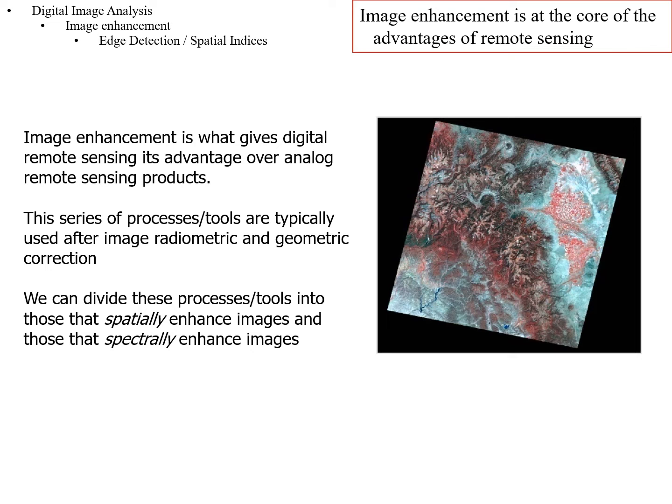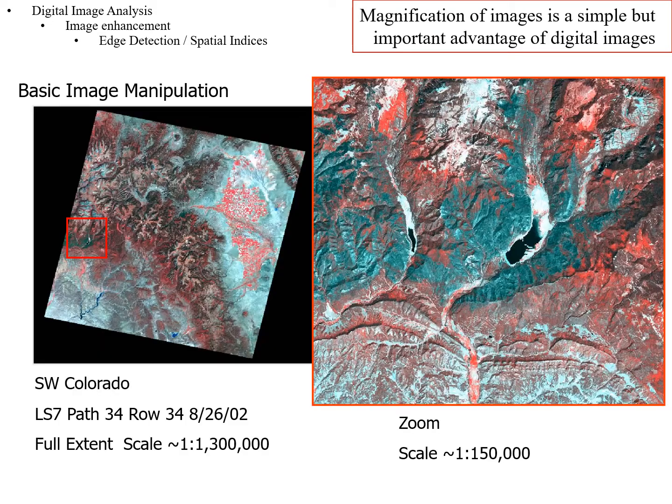So these are processes that are typically used after radiometric and geometric correction. And we can divide these processes into those that spatially enhance images, that's what I'll talk about right now, and those that spectrally enhance images, and that will be the subject of the next lecture. So, basic image manipulation. You'd think it might go without saying, but I'm going to say it.